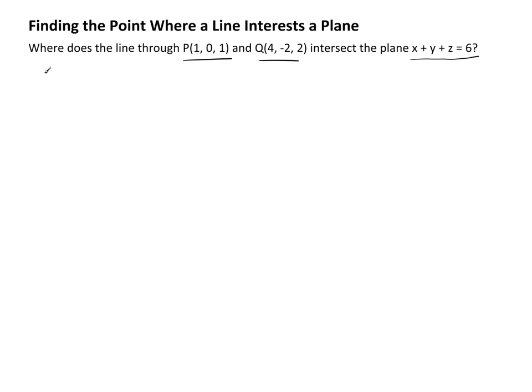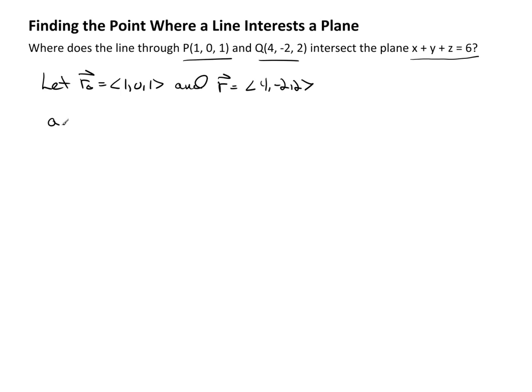So I'm going to let R naught be the position vector for point P. So R naught's going to be 1, 0, 1. And I'm going to let R be the position vector for point Q. So that's 4, negative 2, 2.